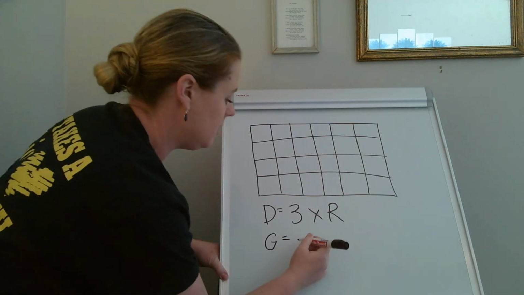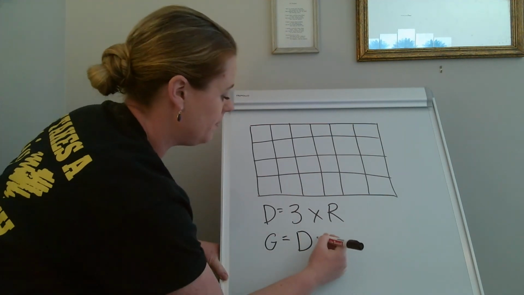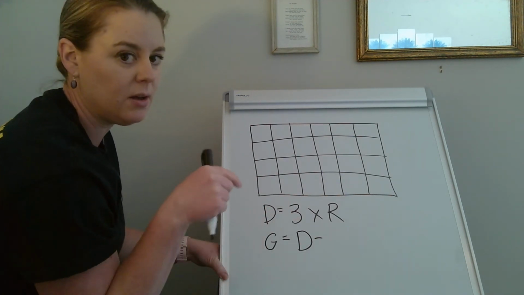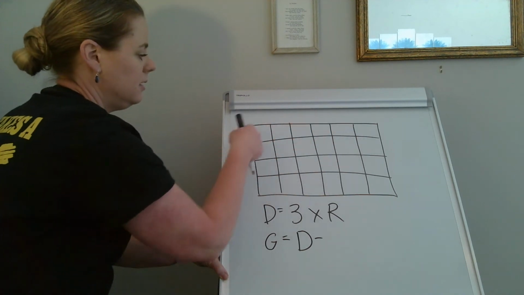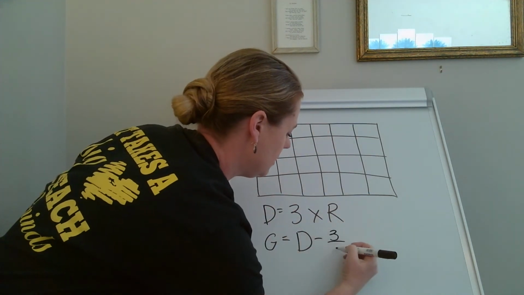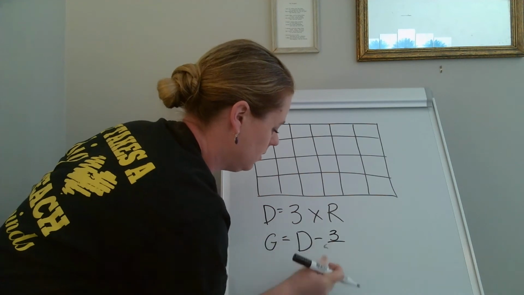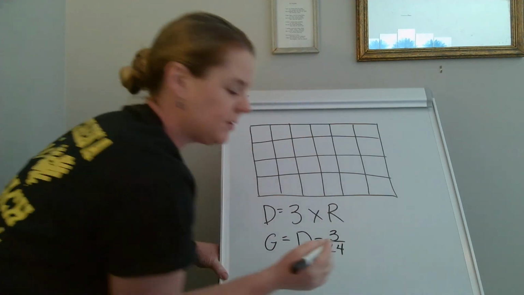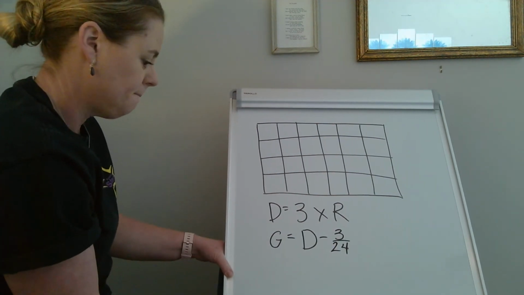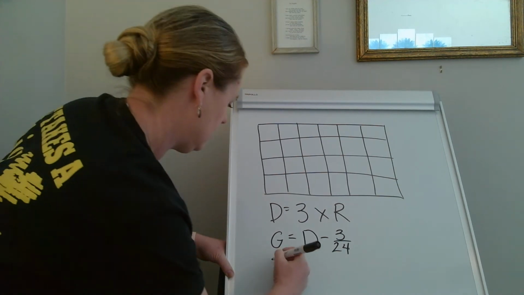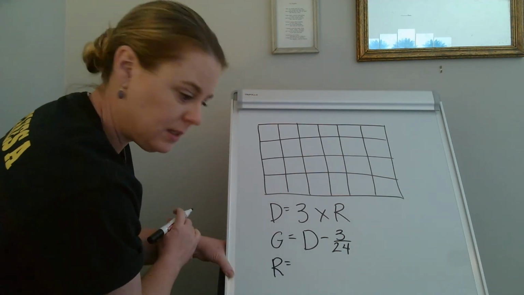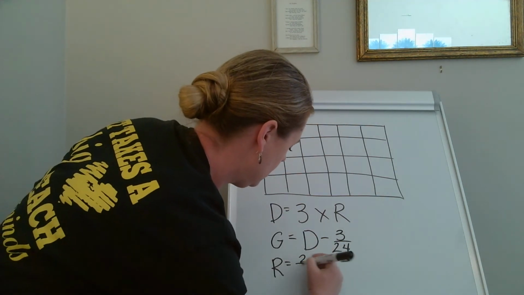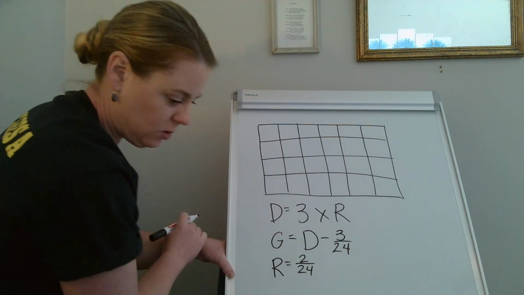So remember that this D minus, and it's going to be in fraction form. So 3 24ths. Let me erase that better. So 3 24ths. Okay. And then Rhett painted 2 24ths of the picture. So that one's given. Rhett is 2 24ths.